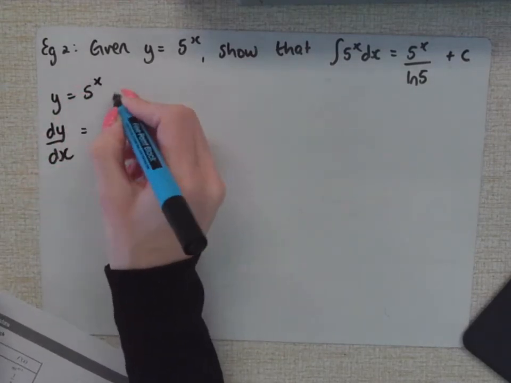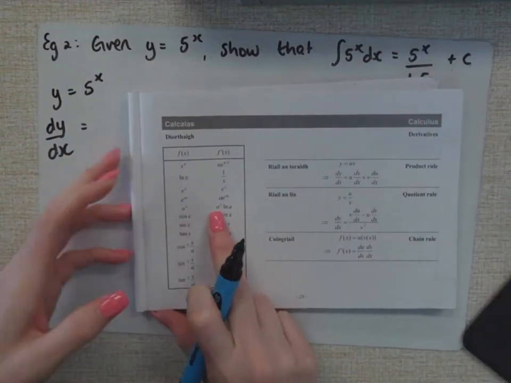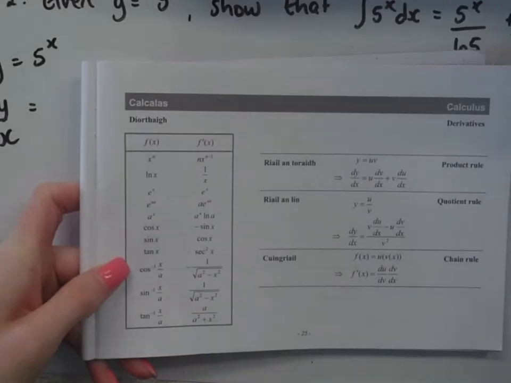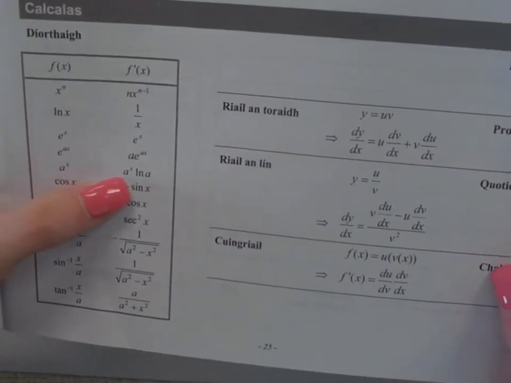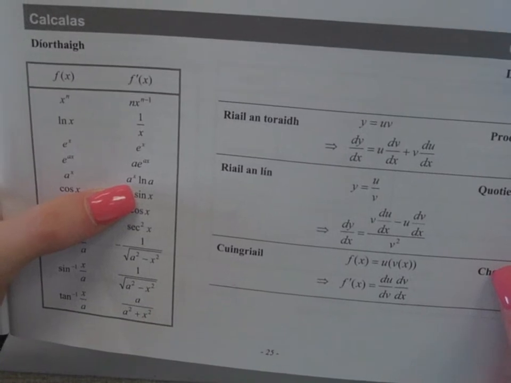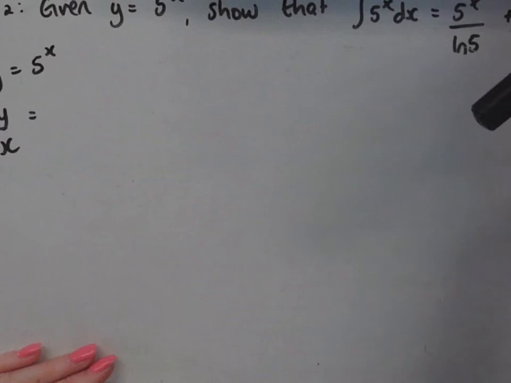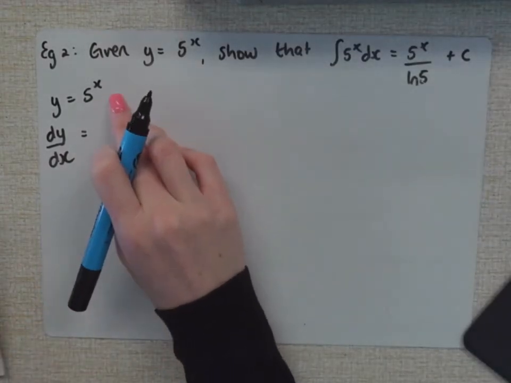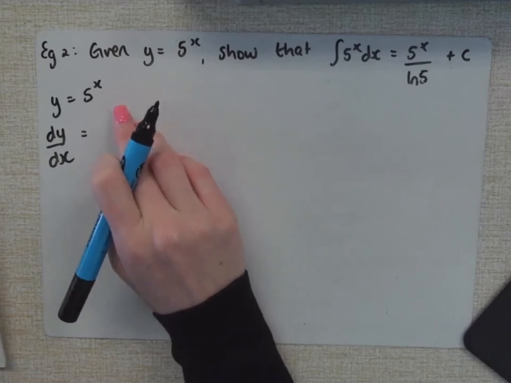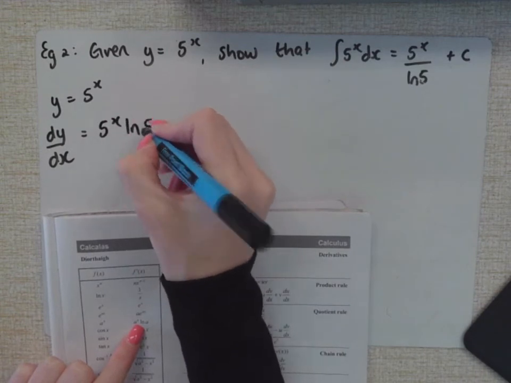So if I know that y is 5 to the power of x, then dy dx, if I differentiate that, differentiate it first. So a to the power of x, I know it's not that clear here, sorry. A to the power of x is a to the power of x ln of a. That's how we differentiate. So here we have the function, let's differentiate it. So a to the power of x, we have 5 to the power of x, and we know when we differentiate it, it becomes 5 to the power of x ln 5.